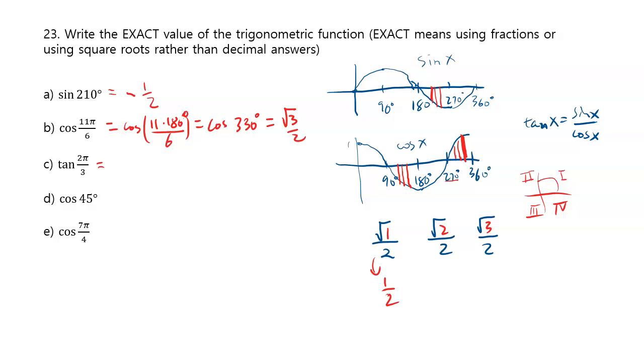Okay, tangent 2 pi over 3. Let's rewrite the tangent as sine over cosine. We'll always take this indirect approach when we are asked for the tangent. So tangent 2 pi over 3, you have to do sine over cosine. Pi is 180. 180 divided by 3 is 60. 60 times 2 is 120. So if you change this radian measure into degrees, you get 120 degrees.